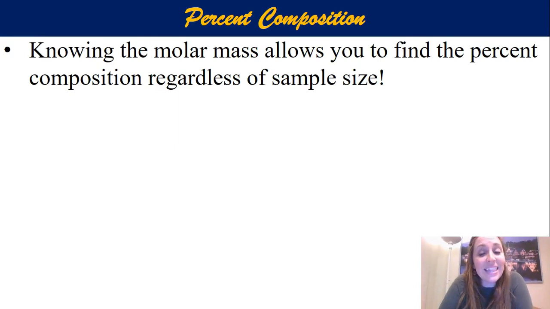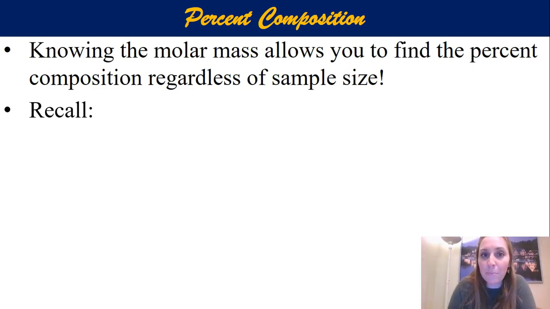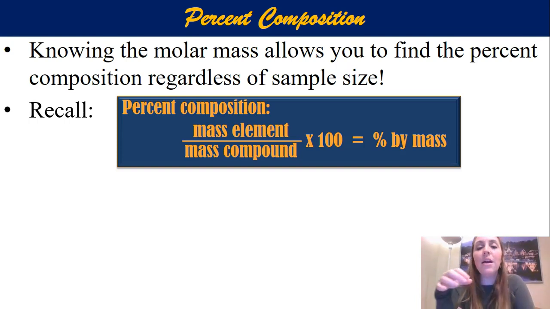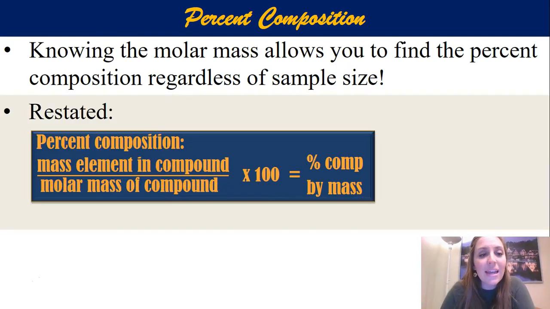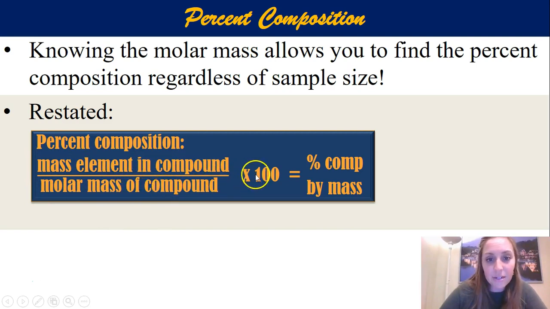So when you know the molar mass, that allows you to find the percent composition regardless of the sample size. First I want to show you the equation we did last notes. If you remember, don't write this down, you already have this, we said the percent composition is going to be the mass of that element from the sample divided by the mass of the compound times 100. But now we can restate it. So this is what you want. When you're figuring out percent composition just from a chemical equation, you'll do the mass that came from the element in the compound divided by the molar mass of that whole compound times 100 equals percent composition by mass of that element. So let's do some examples.